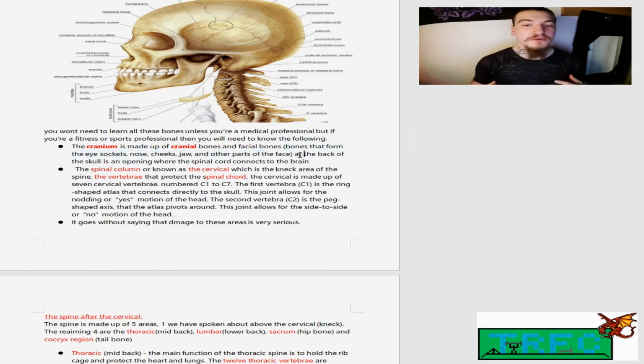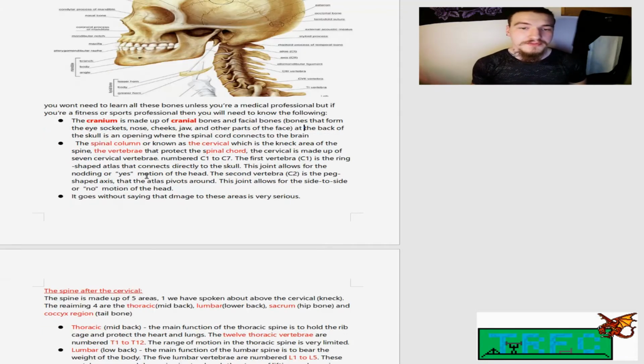Located at the back of the skull is an opening where the spinal cord connects to the brain. So the spinal column, known as the cervical, which is the neck area of the spine. The vertebrae that protect the spinal cord and cervical are made up of 7 cervical vertebrae. Now these are numbered C1 to C7. The first vertebra, C1, is a ring-shaped atlas that connects directly to the skull.